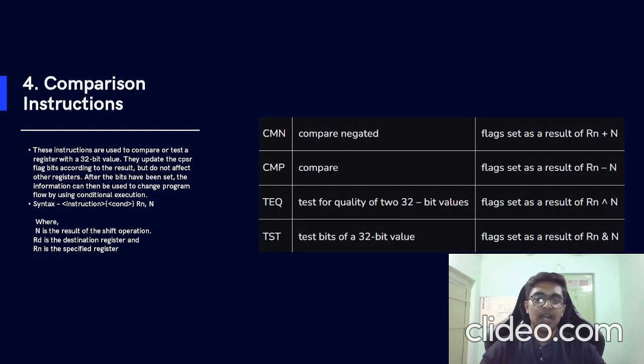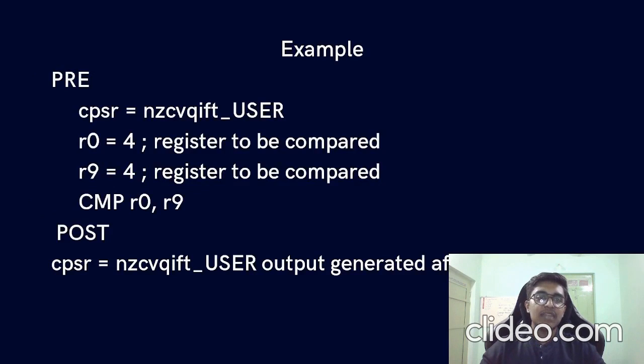The following operations are CMN, that stands for compare negated. That is, the comparison is going to be completely negated. CMP stands for compare. TEQ stands for test equality of two 32-bit values, and TST stands for test bits of a 32-bit value. The example for this is CPSR is equal to so and so, R0 is 4, R9 is equal to 4, and CMP, that is comparison of R0 and R9, where the result of this comparison is still going to be stored in CPSR and the output is going to be generated as follows.